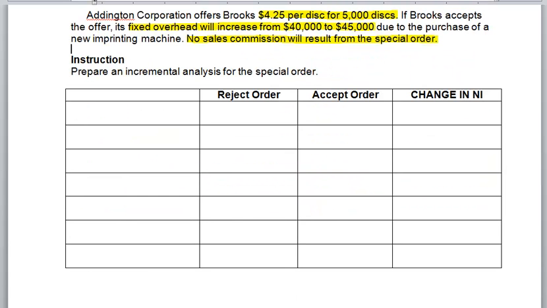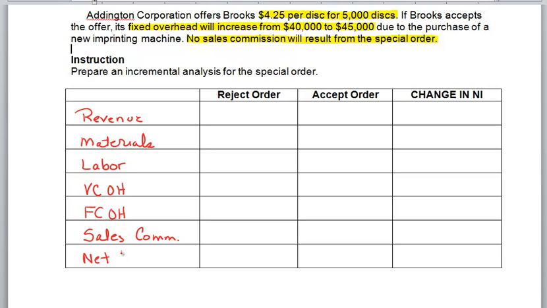So what we want to first do is think about, we're going to have new revenue, and then we want to see how taking on that special order impacts those costs that we had listed. So we have materials, labor, our variable costs for overhead, and our fixed costs for overhead, sales commission, and then what do we get for final net income.